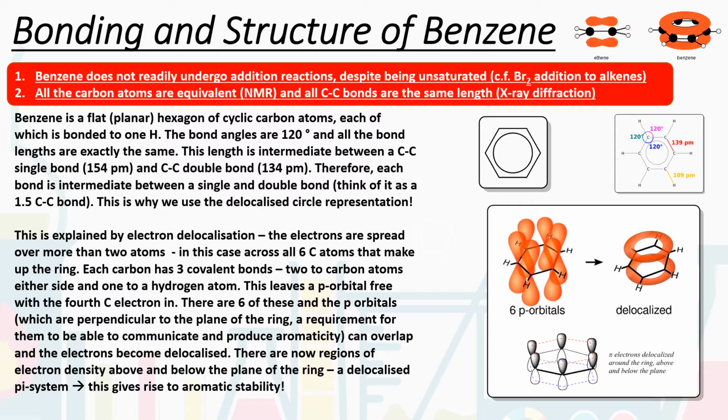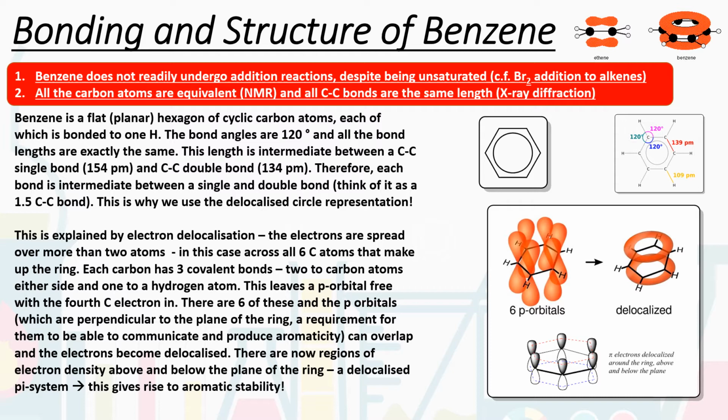And all of the bond lengths, as we saw from that X-ray diffraction image, are exactly the same. As you can see from that image on the right, the carbon-carbon bond length is 139 picometers. Now this length is intermediate between a carbon-carbon single bond, which has a length of 154 picometers, and a carbon-carbon double bond of 134 picometers. So we can think of each carbon-carbon bond as being in between a single and a double bond.